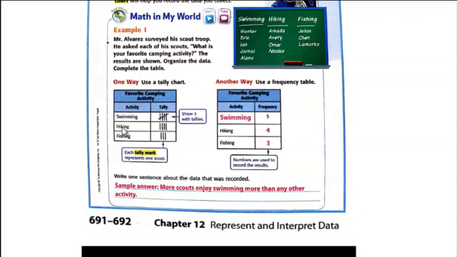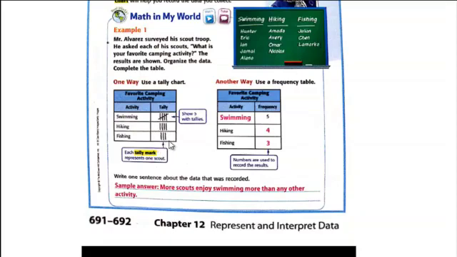Here, hiking. So let's take a survey about hiking. There are 1, 2, 3, 4 votes in front of hiking. So write these votes as tally marks: 1, 2, 3, 4. And here, fishing. So let's take a survey about fishing. There are 1, 2, 3 votes. So write these votes as tally marks.